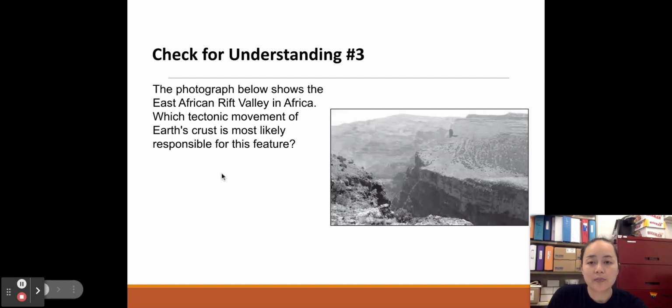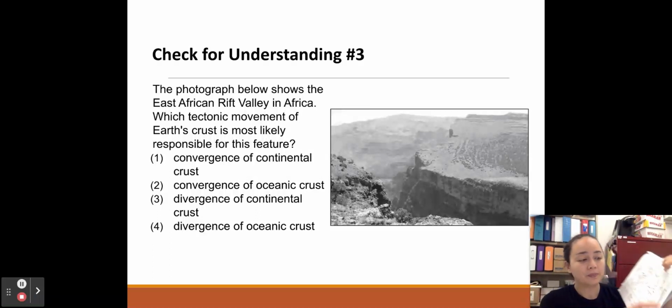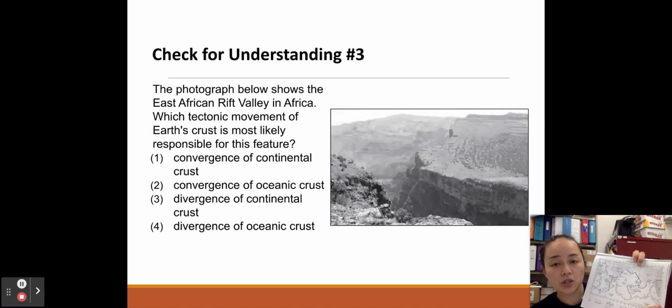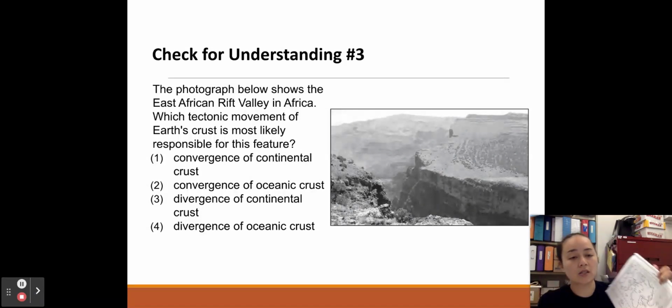And then for the last question, it tells you that the photograph below shows the East African Rift Valley in Africa, and then asks which tectonic movement of Earth's crust is most likely responsible for this feature. And so you need to, again, use your reference table to find the East African Rift Valley. And so that's all the way on the edge here. And you can see that the arrows are moving away from each other. So that's going to be divergence. So it can't be number 1 or 2. And so the question is whether it's divergence of continental crust or oceanic crust. And so the East African Rift is on a continent. It's not in the ocean. So the correct answer has to be divergence of continental crust, or 3.